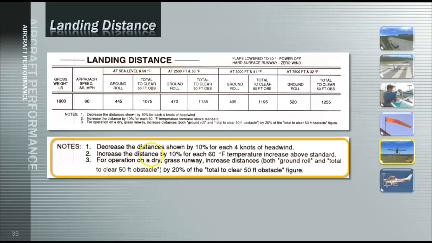And then the third note, for operation on a dry grass runway, increase distances, both ground roll and total to clear a 50-foot obstacle, by 20% of the total to clear a 50-foot obstacle figure.